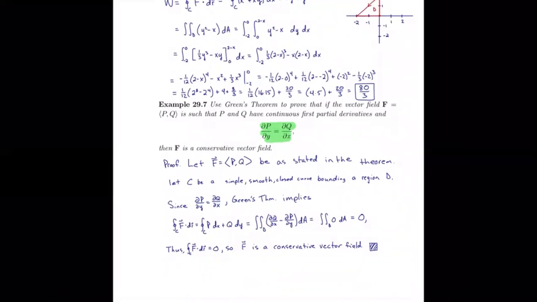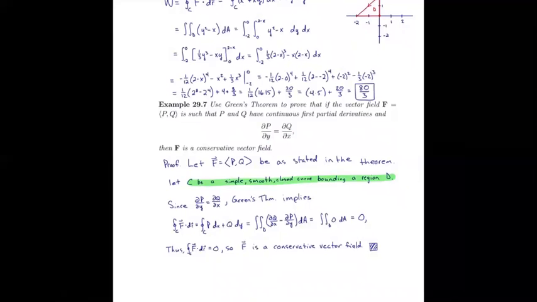Okay, so let F and P and Q be as stated in the theorem above, and let C be any simple smooth closed curve bounding some region D. And we'll assume that these partial derivatives are continuous in some broader region containing D, for any closed curve C that we consider. Okay, now we know that this identity holds. And that being the case, we'll use Green's theorem to write down what that means.